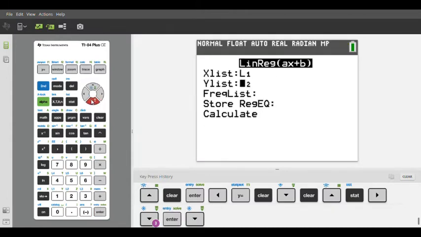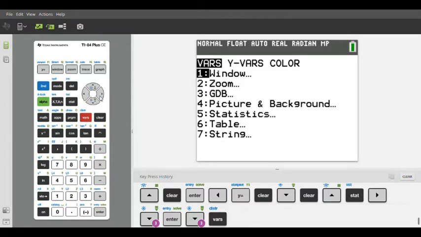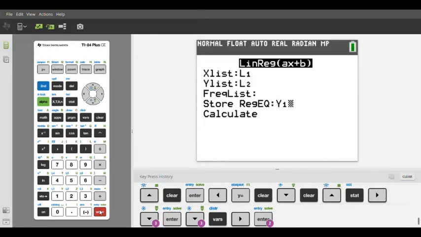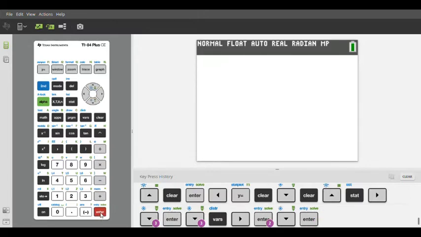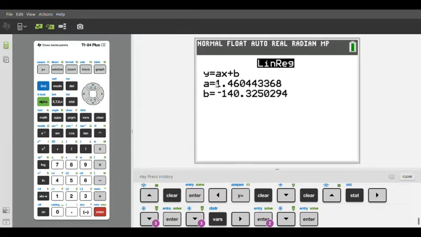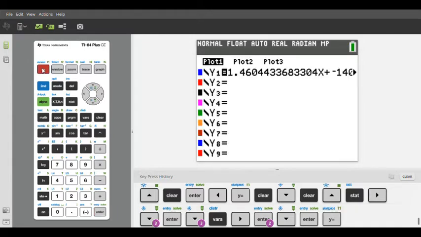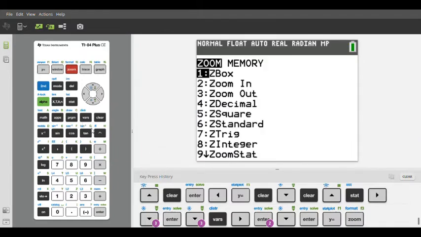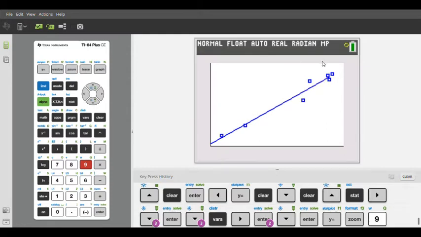So you're going to come down here. I'm going to store it in Y1. So vars, Y vars, function, Y1. Calculate it out. It finds the line for you. The line here is Y equals 1.46x plus negative 140.33, approximately. Now, it's in your Y1 here. No big deal. If I go over here to my graph, what I'm going to want to do is hit zoom, stat. That's going to readjust it for this particular set of data points. As you can see, the line is the best estimate for this. Now, it's a pretty good estimate of most points.